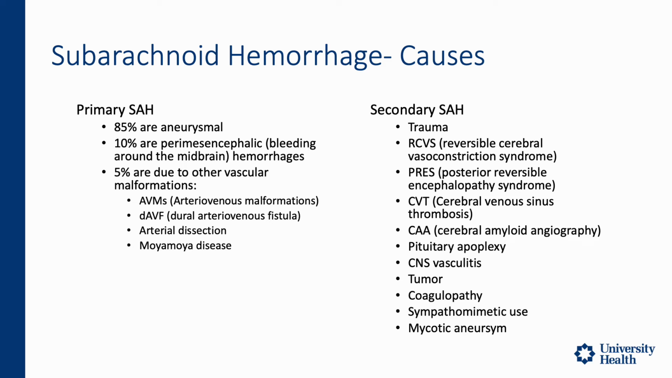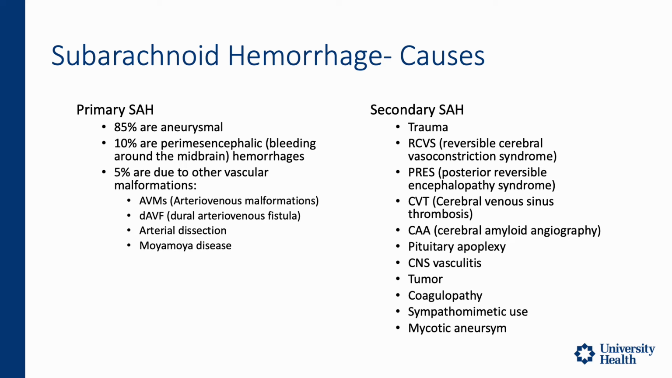Some of the secondary causes of subarachnoid hemorrhages, sometimes it can be traumatic. So it'll be a patient that presents with a traumatic brain injury and other bone injuries, for example, so MVCs. RCVS, or reversible cerebral vasoconstriction syndrome, also, just like it sounds, it's vessels that constrict in the brain. PRES, posterior reversible encephalopathy syndrome, that should be on your differential diagnosis for any patient that comes in with seizures and they have a history of hypertension or end-stage renal disease or are consistently hypertensive.